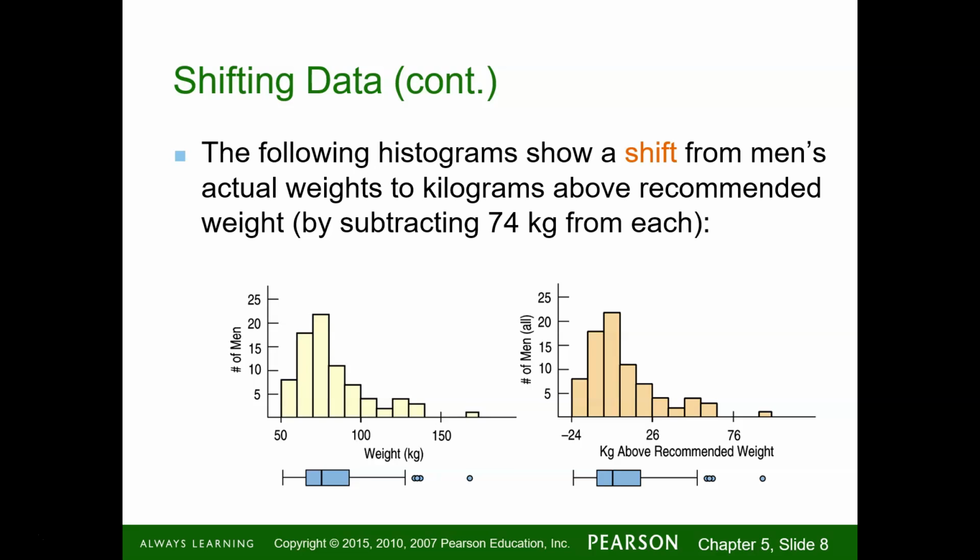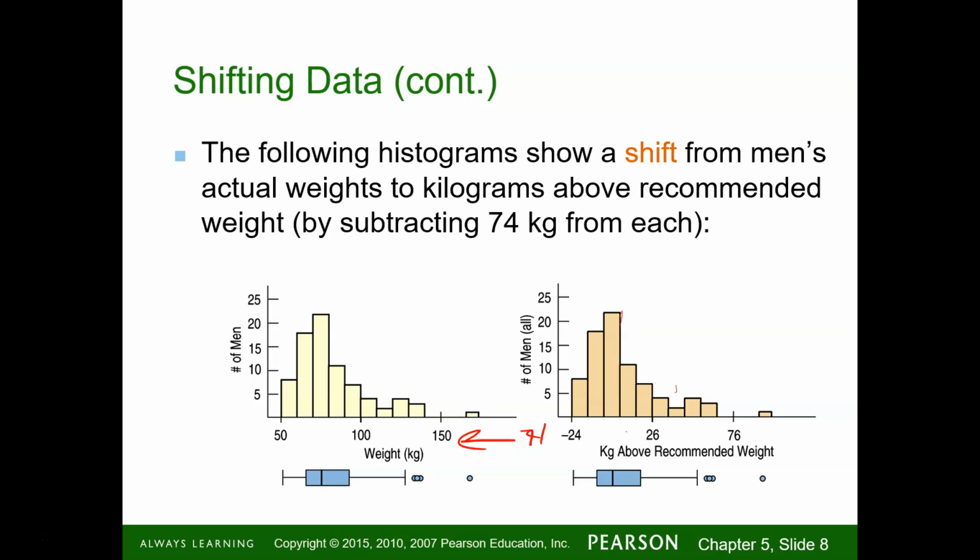This is a shift from actual weights to kilograms above recommended weight. So they subtracted 74 kilograms from each. They're figuring out how far above or below the recommended weight you are, which is 74. So they're subtracting 74 from your weight. And all it does is shift this graph right here over 74 units to the left. So it looks like this now. The middle is close to 0 here, and over here it's like 70. See, it shifted it over.